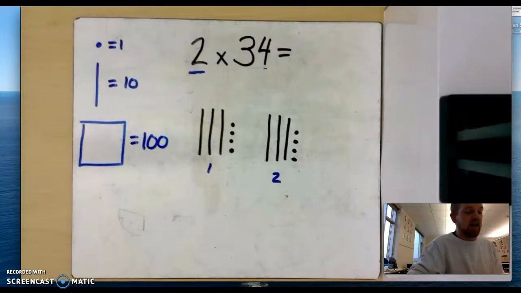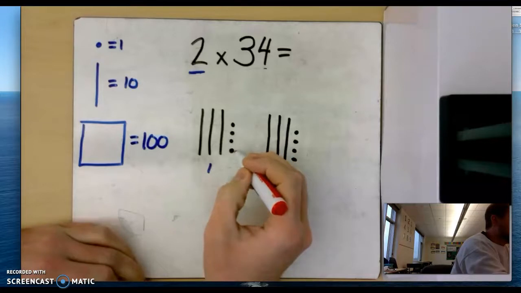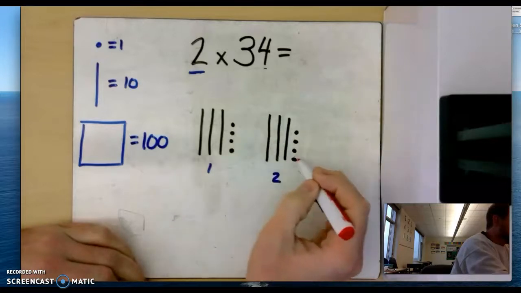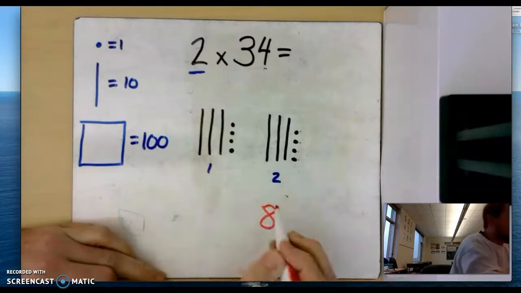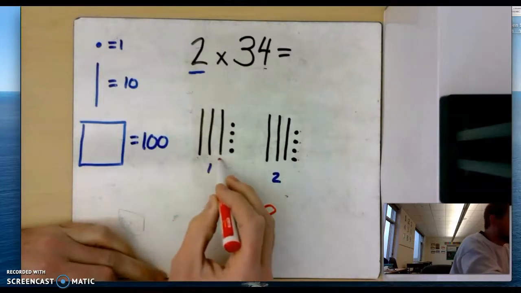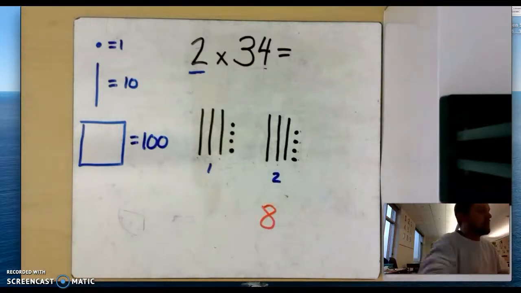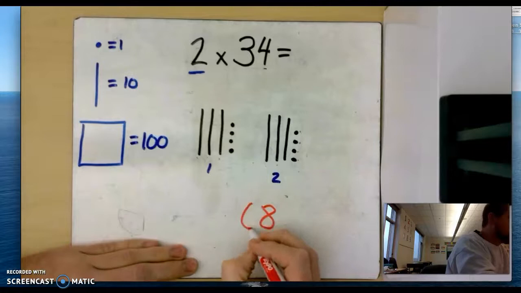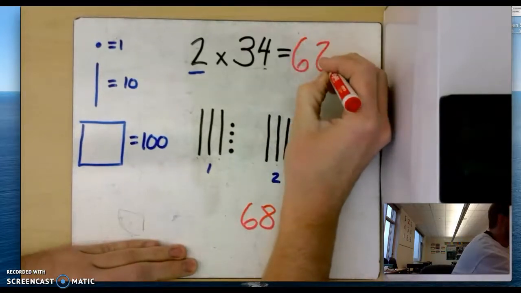Now I can go in and I can add them up. So what I'm going to do is start with my 1s again. I go 1, 2, 3, 4, 5, 6, 7, 8. So I will have an 8 in my 1s place. And now I can count my 10s. 1, 2, 3, 4, 5, 6. Remember that 6 10s is actually 60, so now I'd end up with 68. So the answer to my problem would be 68.